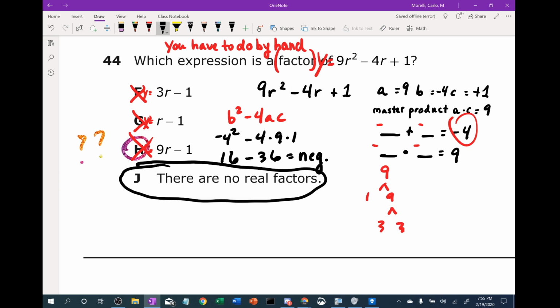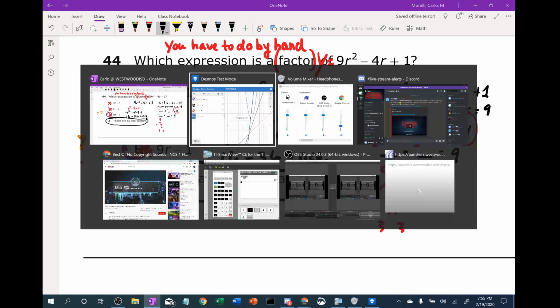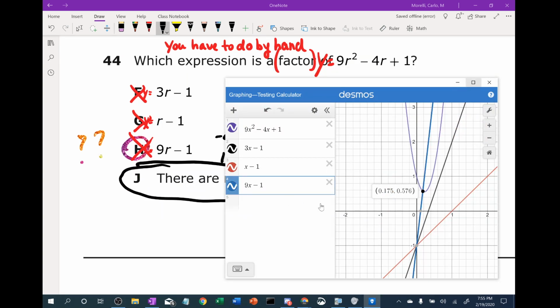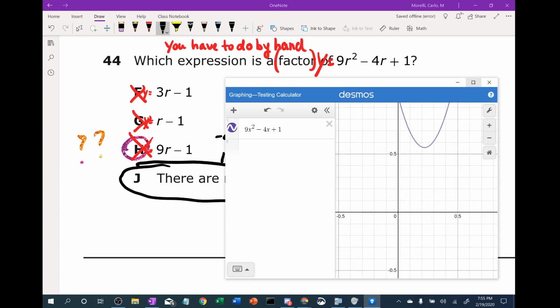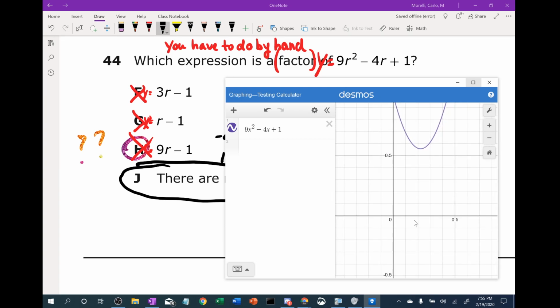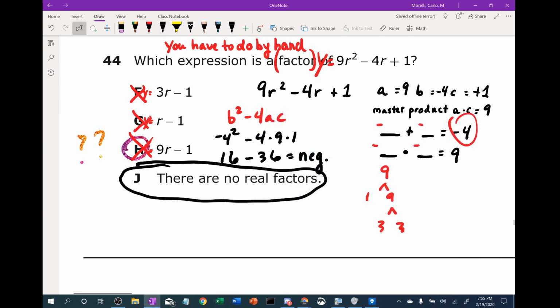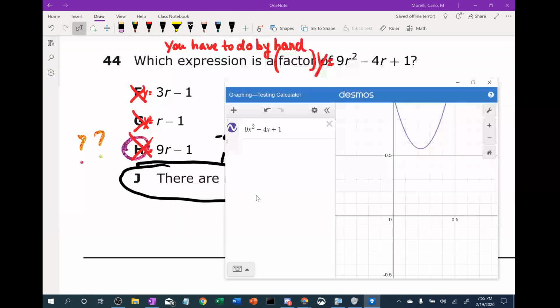And I'll tell you how we could have known that without actually doing all that work. Let's go back here to this Desmos graph and get rid of these answer choices. Do you notice how this never actually crosses the x-axis? So this is the x-axis down here. It never crosses the x-axis, so it has no real solutions. And as a result, there are no real factors. You have to have real solutions to have real factors. Because the graph never crosses the x-axis, it has no real x-intercept values.